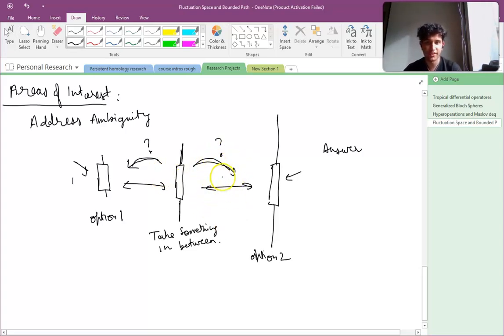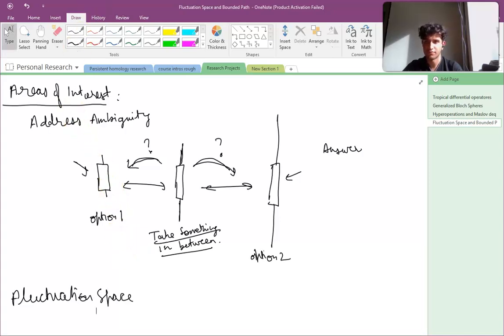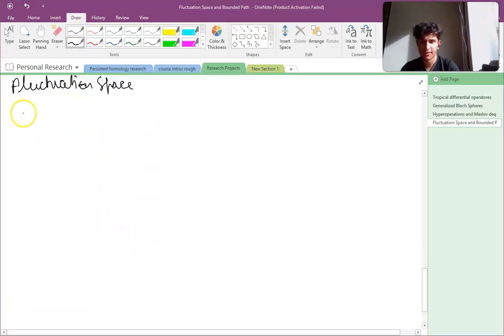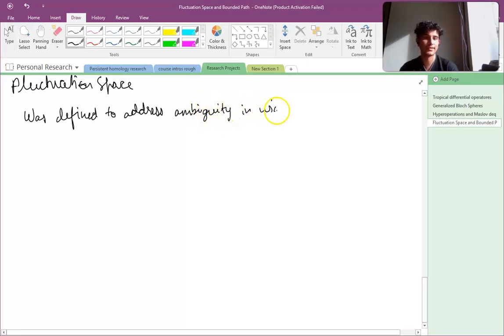And so instead of trying to decide which one to round it off to, we're going to take something in between. Now, how do we do that? We do that by defining a fluctuation space. Right, so the fluctuation space was defined to address ambiguity in wick lengths.